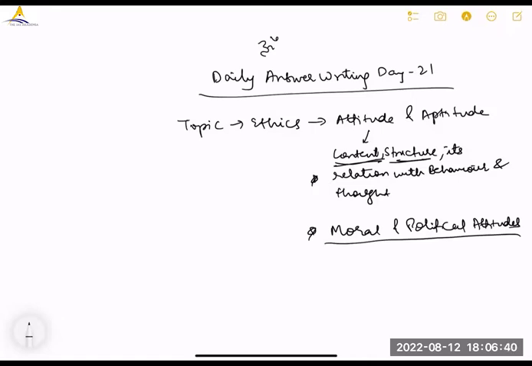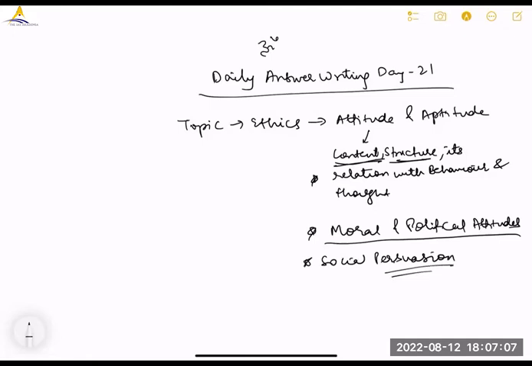For example, your political attitude may be left, center or right. You may be a liberal or a conservative, right? So your political attitudes and moral attitudes, you have to study separately. Third is social persuasion. So this is the syllabus of attitude that you have to study.